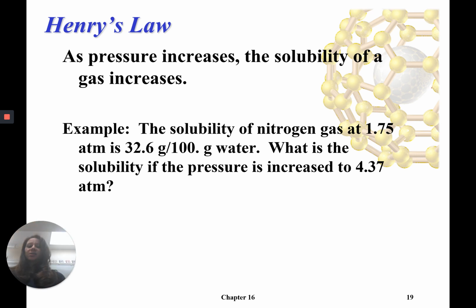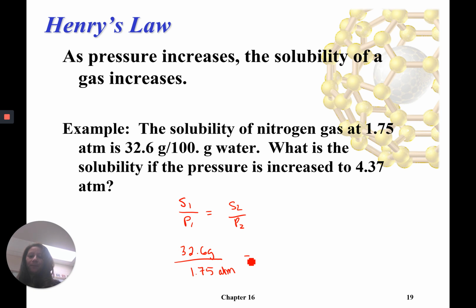So let's do an example. It says the solubility of nitrogen gas at 1.75 atm is 32.6 grams of nitrogen per 100 grams of water. What is its solubility if the pressure is increased to 4.37 atm? Because it's a direct relationship, we're going to say S1 over P1 is equal to S2 over P2. So the solubility is 32.6 grams for every 100 grams of water when the pressure is 1.75 atm. What would it be under 4.37 atm?